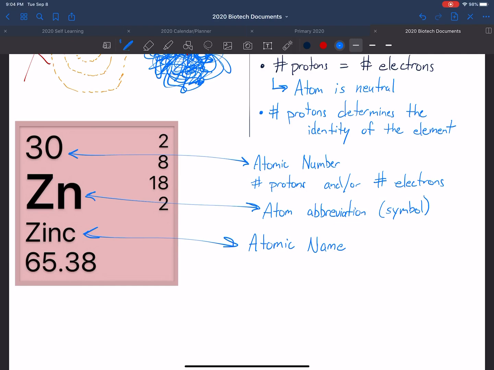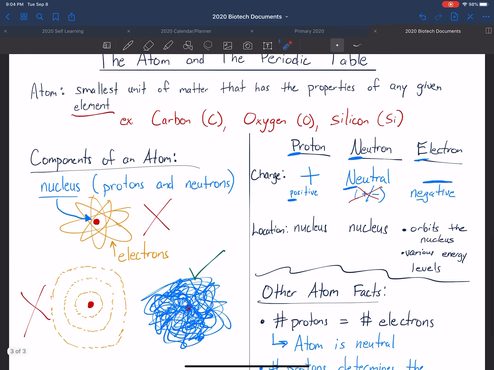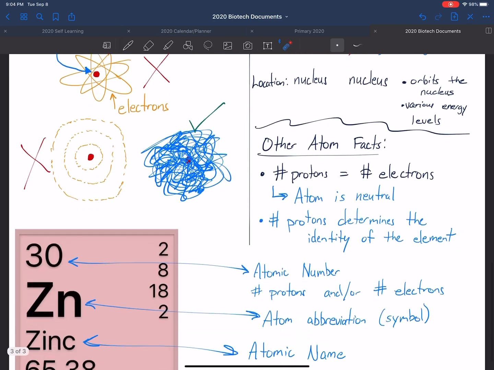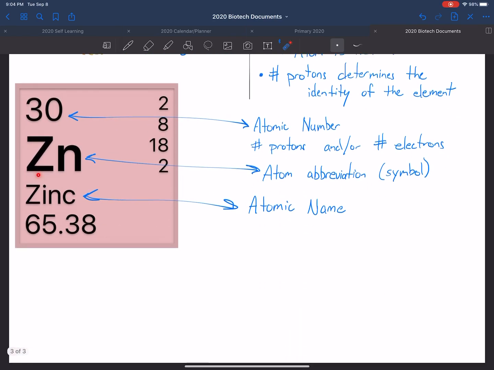I want to point out one thing about the atom abbreviation or the atomic symbol here. You'll notice that it has two letters. Some have just one letter, and if I scroll up here, we can see that carbon has a single letter, oxygen has a single letter, silicon has two letters, like zinc. We always capitalize the first letter. And if you have a second letter, which not all of them do, the second letter is always lowercase. And that's to help us understand where things start and where things end.